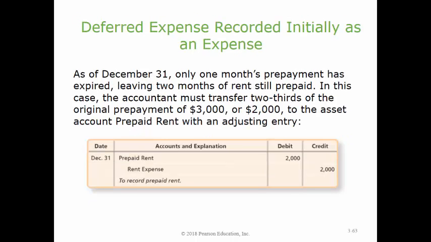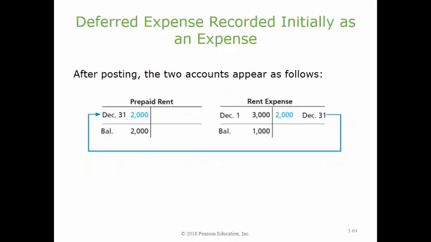As of December 31, only 1 month's prepayment has expired, leaving 2 months of rent still prepaid. In this case, the accountant must transfer 2/3 of the original prepayment of $3,000 or $2,000 to the asset account, prepaid rent, with an adjusting entry. At December 31, the $3,000 prepayment is correctly divided as $2,000 of prepaid rent and $1,000 of rent expense, regardless of whether the business initially debits the prepayment to an asset or to an expense account.